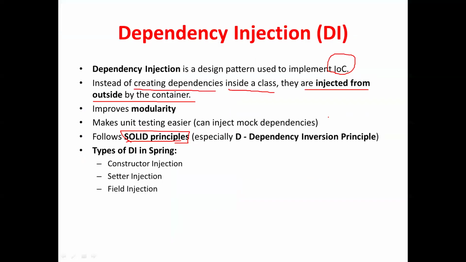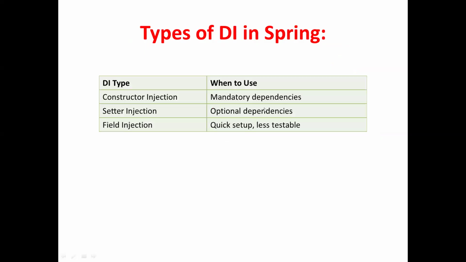Out of that, D represents the dependency inversion principle that we are doing now in real time, guys. Now for dependency injection, we have three types: constructor injection, setter injection, and field injection. Now, when to use what? When you have mandatory dependencies, where your application should not run without the dependency, you go for constructor injection.